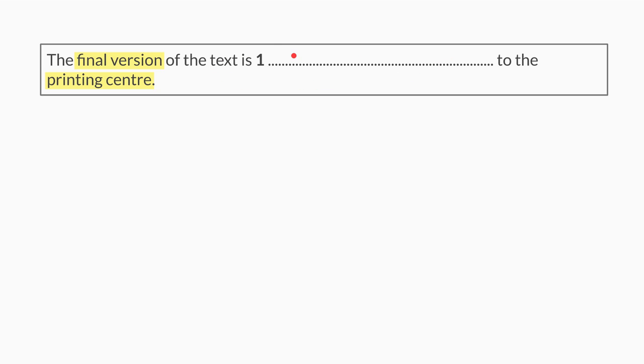So let's take a look at our question number 1. It says the final version of the text is dash to the printing center. Is what to the printing center? It seems to me that this is going to be some sort of a verb, an action. Maybe the final version of the text is shipped to the printing center. Maybe it is sent or mailed to the printing center. Maybe it is returned, or maybe it is sent back. So it seems to me that this is going to be some sort of a verb.